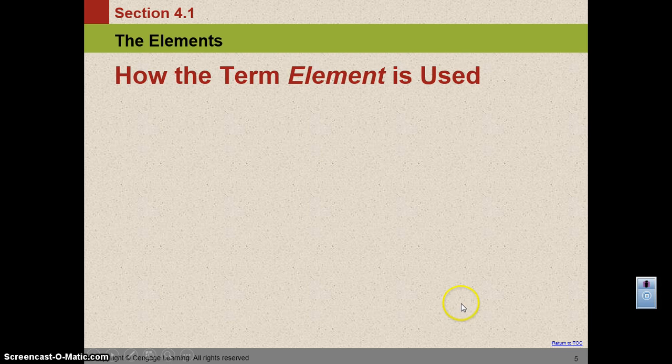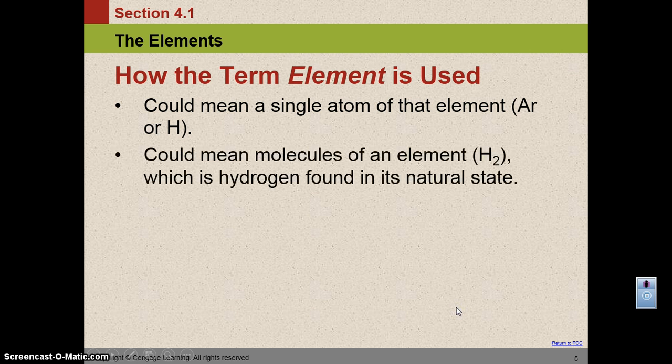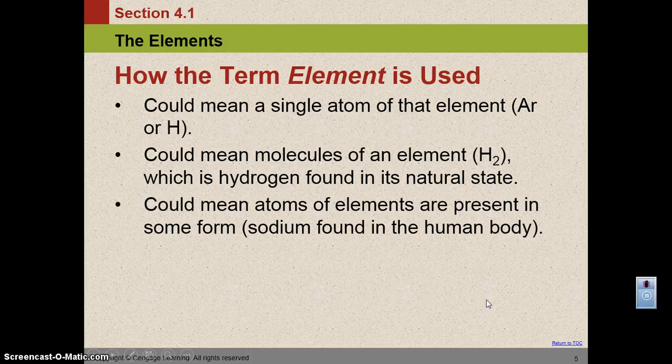Let's talk about terminology. How is the term element used? It's used several different ways. I could refer to an element and could actually be meaning a single atom of the element, such as argon or hydrogen or any of the other elements off the periodic table. I could also mean molecules of an element. We're going to talk about diatomic elements, and there are some elements that are just not secure by themselves in nature, so they hang out in pairs. So I could say a molecule of hydrogen and be referring to the element hydrogen, but talking about a molecule of it, and that's how it's found in its natural state.